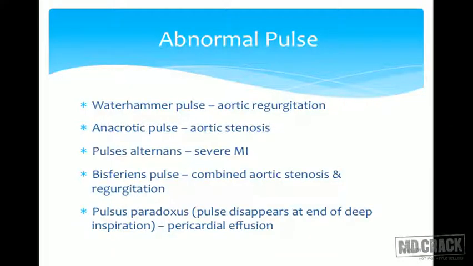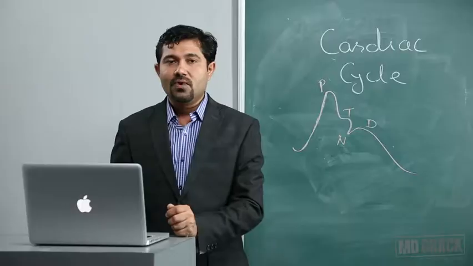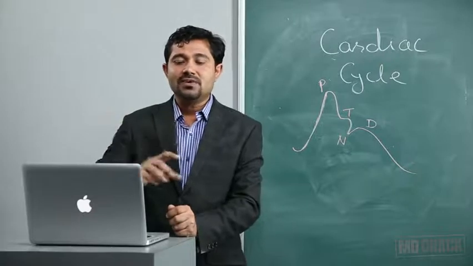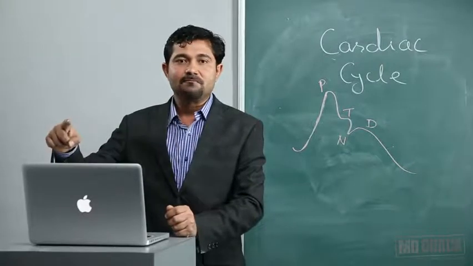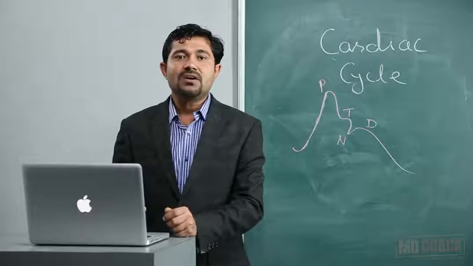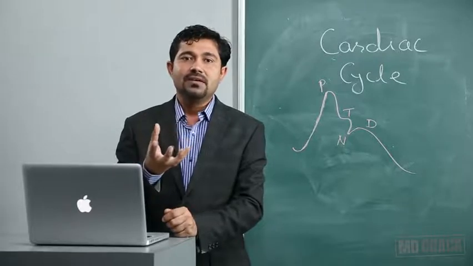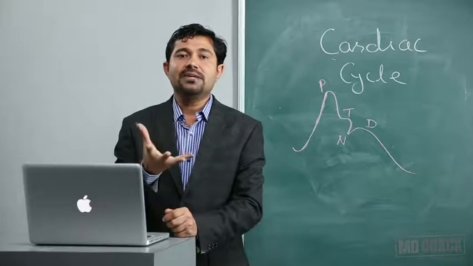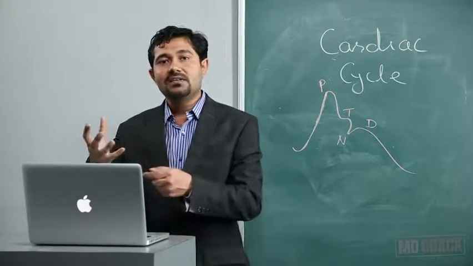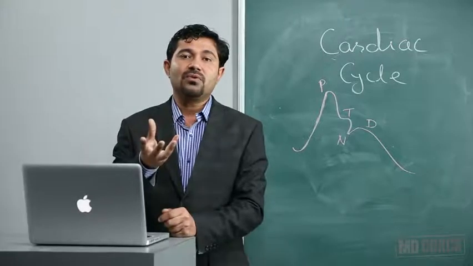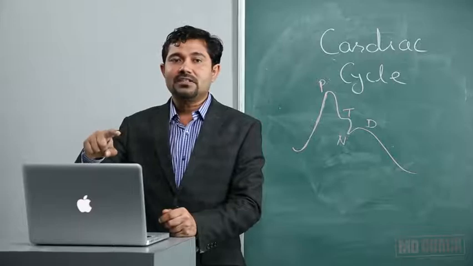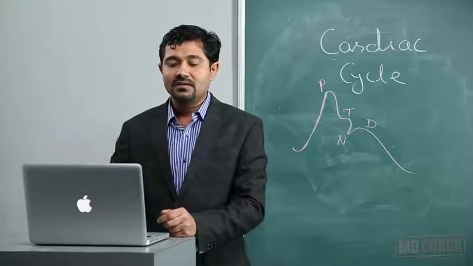Then we have pulsus alternans, which is seen in myocardial infarction. What happens? A strong pulse followed by a weak pulse. This is called pulsus alternans. What is the cause of this pulse? In myocardial infarction, the heart has become weak. So one contraction might be strong enough, but the next contraction will not be that strong. Again the heart recovers, and again it causes a more forceful contraction. So one strong contraction followed by a feeble contraction causes the pulsus alternans.